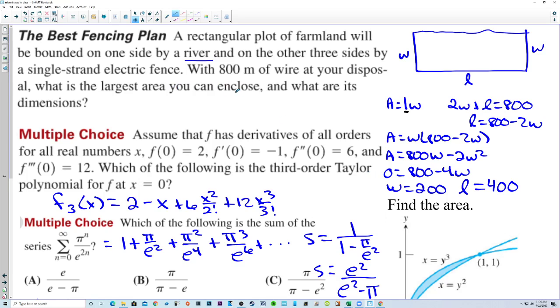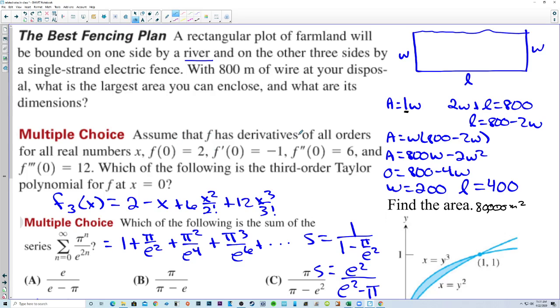So what is the largest area you can enclose and what are its dimensions? So there's the dimensions and the area is 80,000 meters squared.